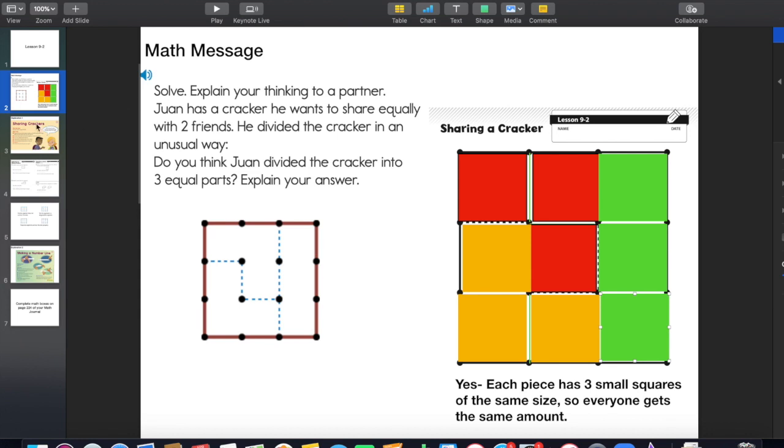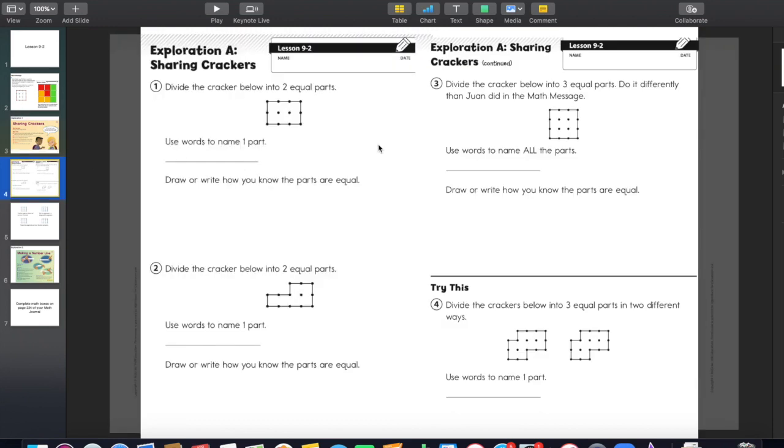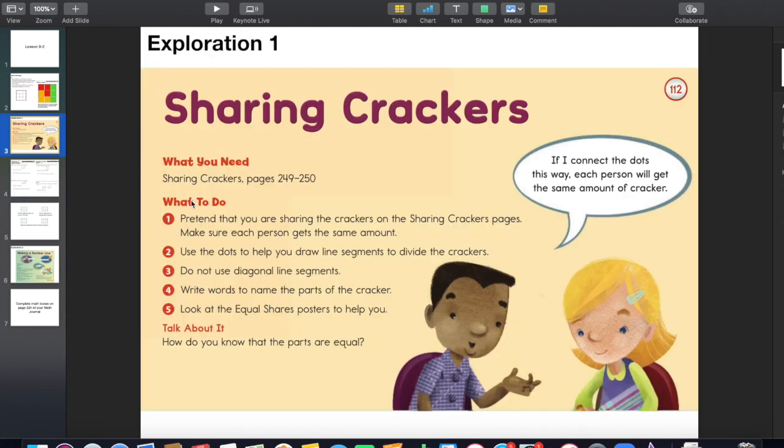So today, one of your explorations is going to be similar to this. These directions were in today's attachments if you need them again. But what you need is Sharing Crackers, pages 249 and 250, which look like this, and you could have printed it from today's email. And then what you're going to do, you're going to pretend that you're sharing crackers on the Sharing Crackers pages. You want to make sure each person gets the same amount. So maybe the pieces don't look like the same shape, but you have to make sure that they're an equal amount. Use the dots to help you draw the line segments to divide the crackers.